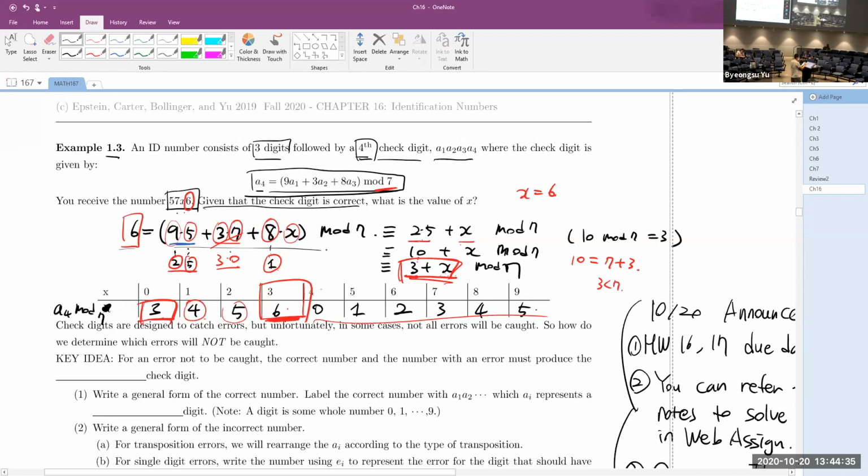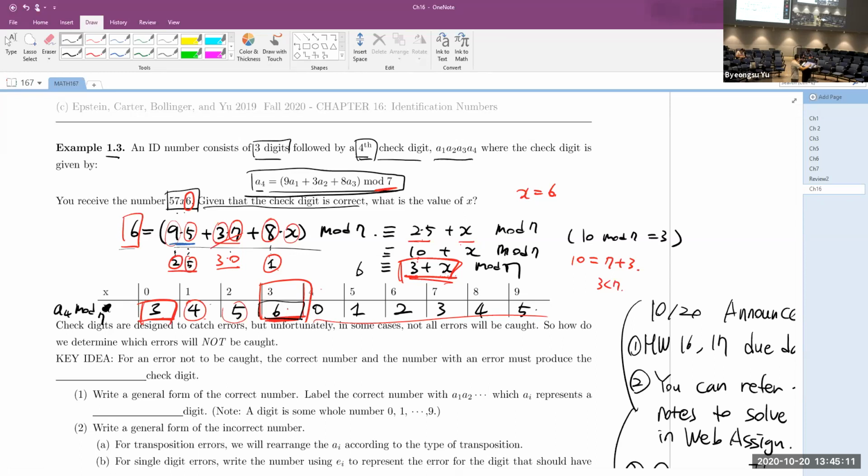If you do all the calculation and simplify the right-hand side, what you get is that 6 should be equivalent to 3 plus x mod 7. So by putting in x from 0 to 3, you get that 3 plus x is congruent with 6 if and only if x is 6, right? So that's how we solve the example, right?